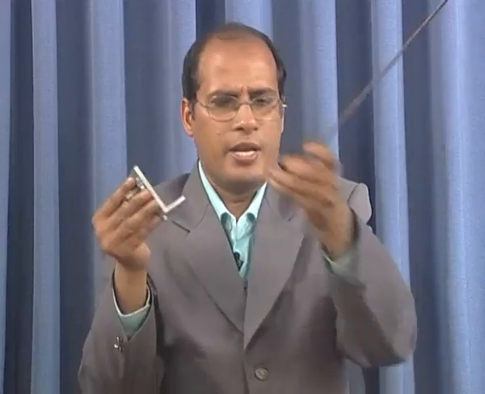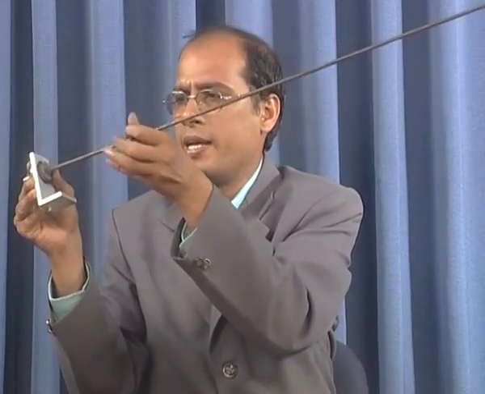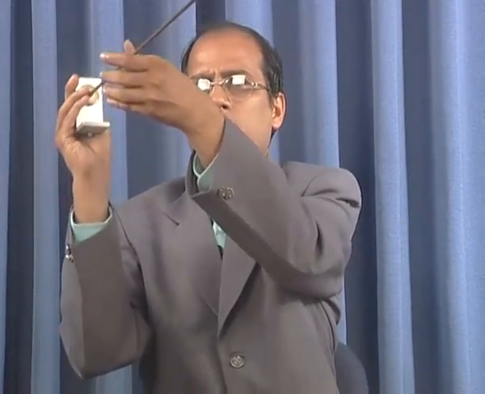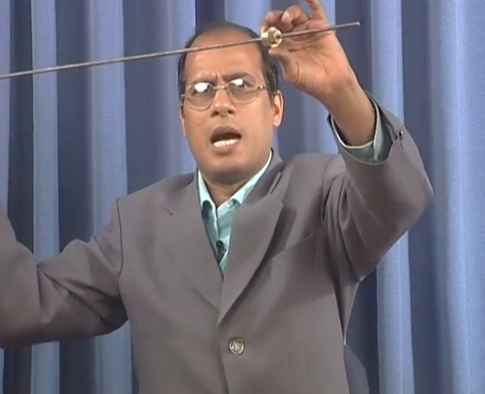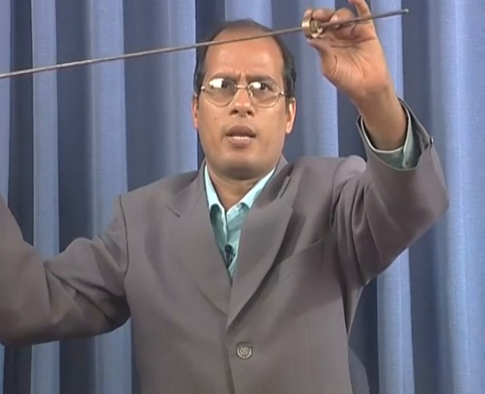When the shaft is rotating in the bearing, if some unbalanced mass is present on it, let me put this mass on the shaft. If this mass has some unbalance, then when it is rotating, due to this unbalanced mass the shaft will experience a centrifugal force equal to m e omega square. Due to the centrifugal force, the shaft will bend.